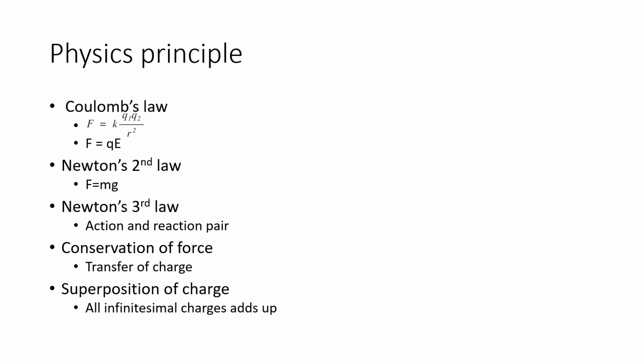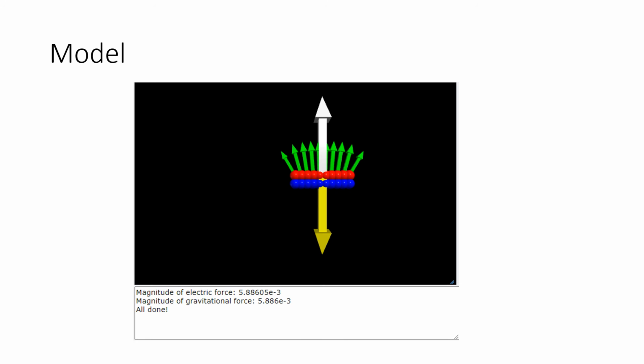And then conservation of charge says that charges can only be transferred, not destroyed nor created. And then superposition of charges says that all infinitesimal charges add up to the total amount of charge on an object. So using conservation of charge and the superposition of charges, I can then calculate the total amount of charge that is on the one clear tape.